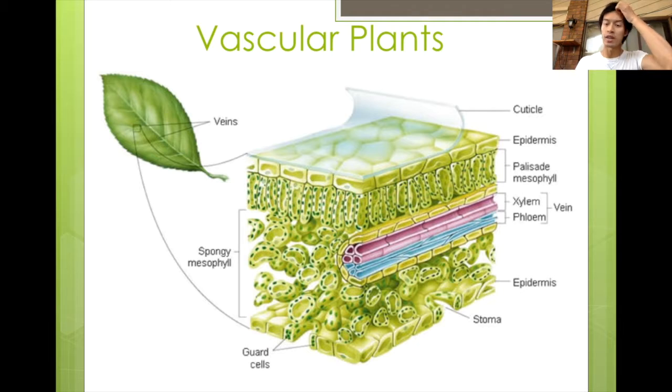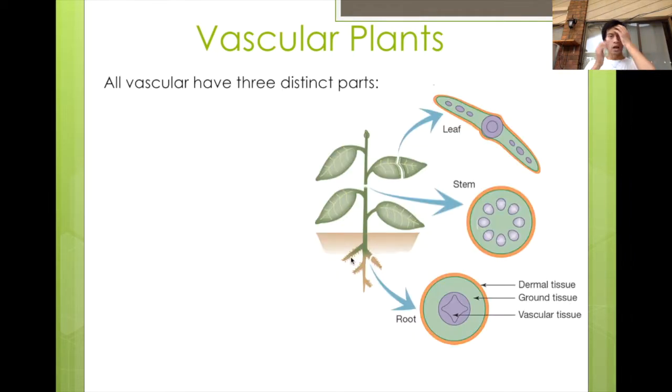Okay, now the part that we're interested in is this middle part here, which is your vascular bundle. And the vascular bundle, you can see, is surrounded by two segments. The purple is the xylem tubes, and then the blue is the phloem tube, surrounded by another dermal layer. Now, three distinct parts.